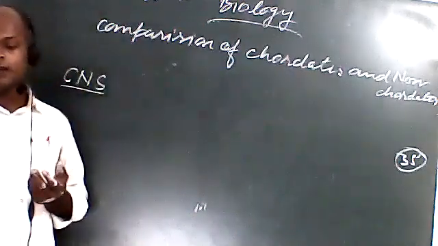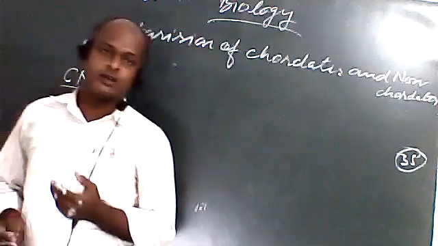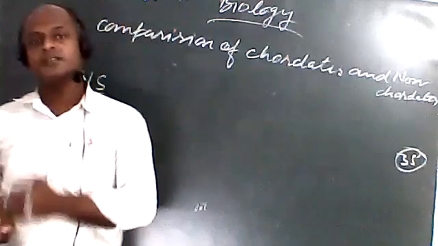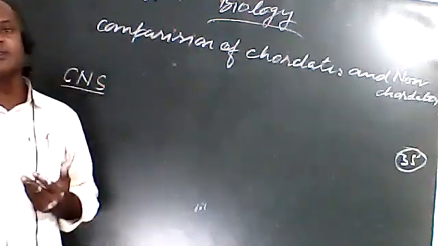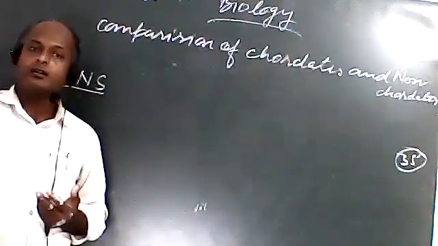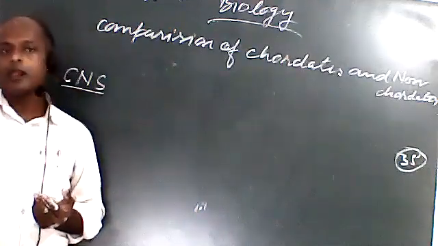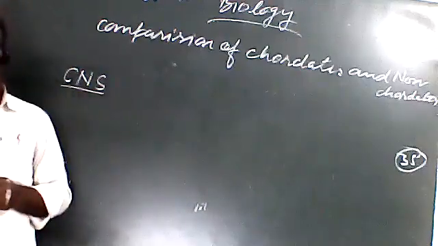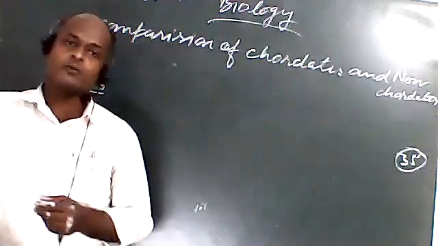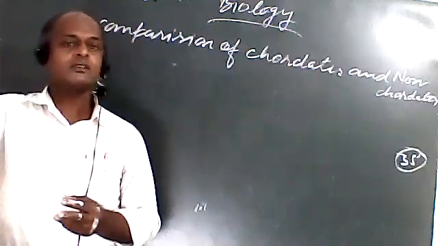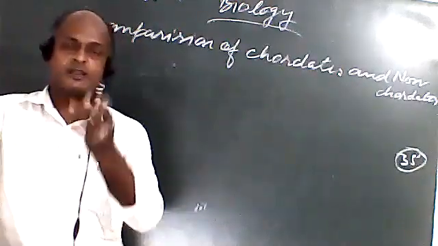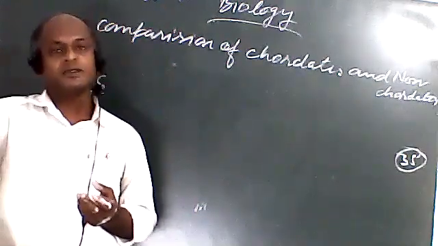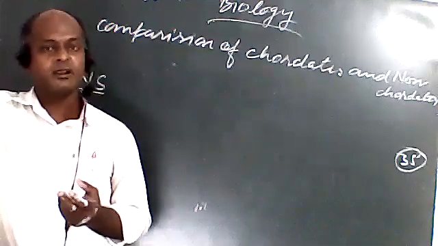And the last one is given: there is presence of a post-anal tail in case of chordates, and it is absent in case of non-chordates. If anyone is asking why there is absence of tail in non-chordates, it is because in most of the non-chordates, there is presence of the anus in the posterior portion of its body, due to which there is absence of a tail-like structure in the body of non-chordates.